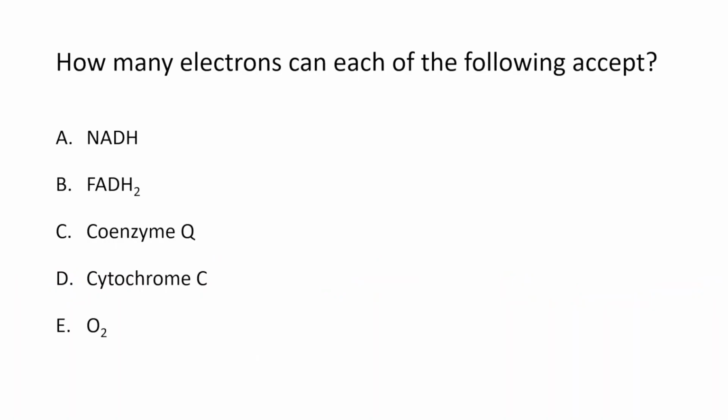So let's talk about electron carriers. I'll give everyone a few minutes to work on this on their own. Take a few minutes and think about these different electron acceptors or carriers, and think about how many electrons each of them can accept. And we'll come back and discuss it together in a few minutes.